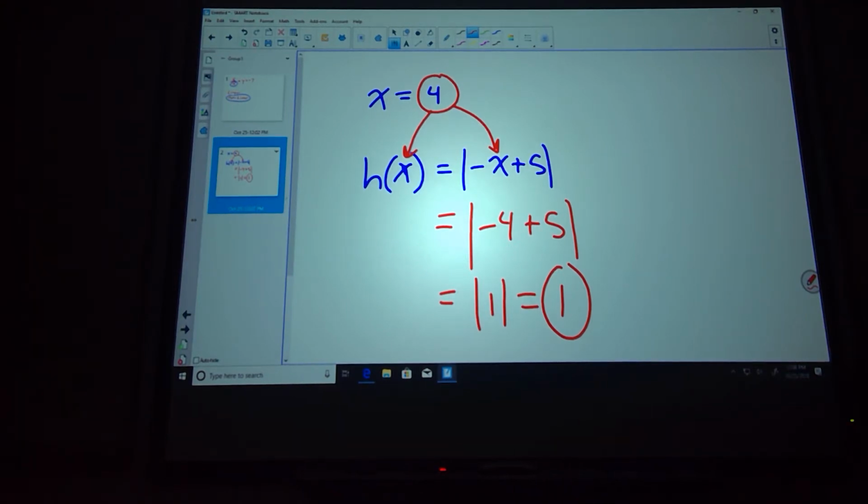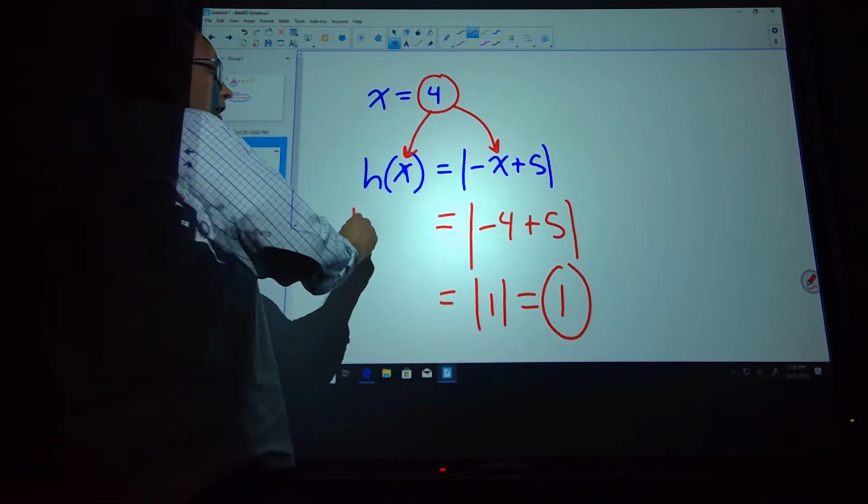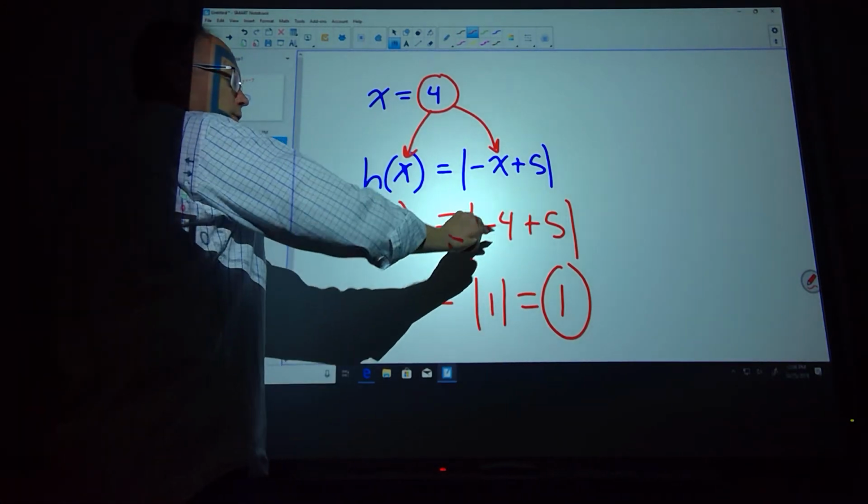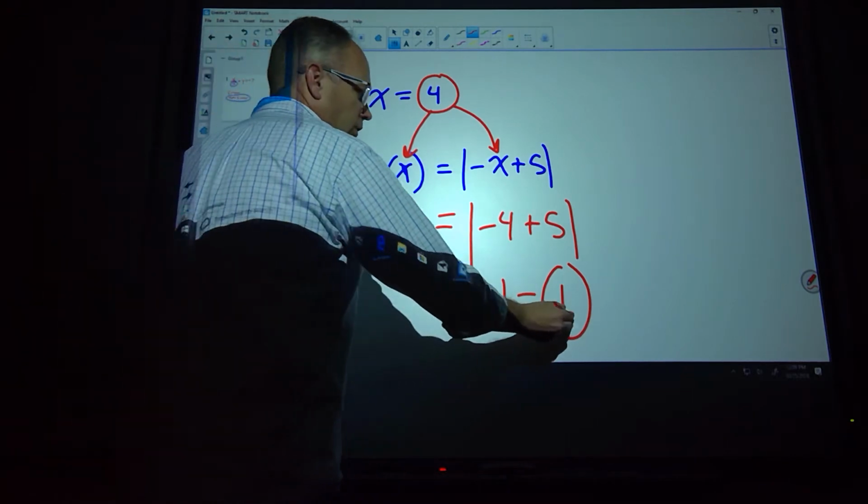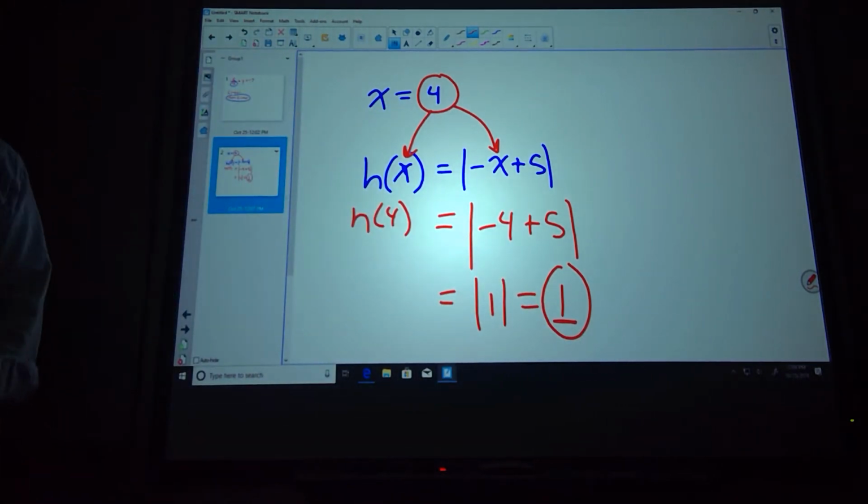Yeah. The h of x equals negative x plus 5. It's right there. So all you're doing is substituting in the 4. You definitely know x equals 4, so you plug in 4 for your x's. So technically you're plugging the 4 in right here, so you have h at 4 equals this, but this is really what we're looking for. Okay.